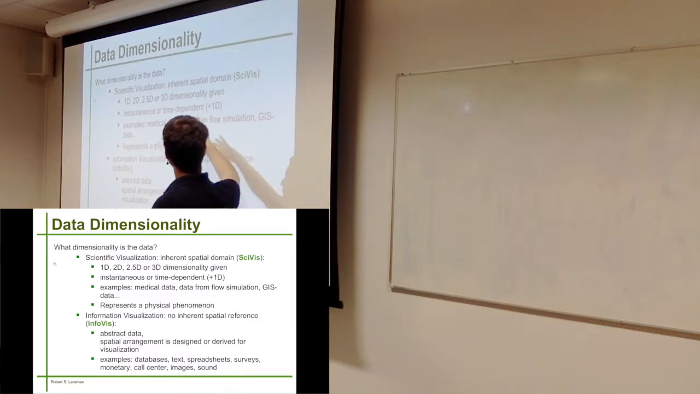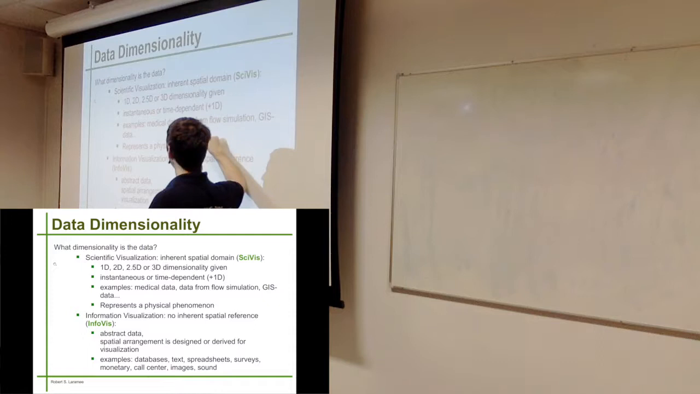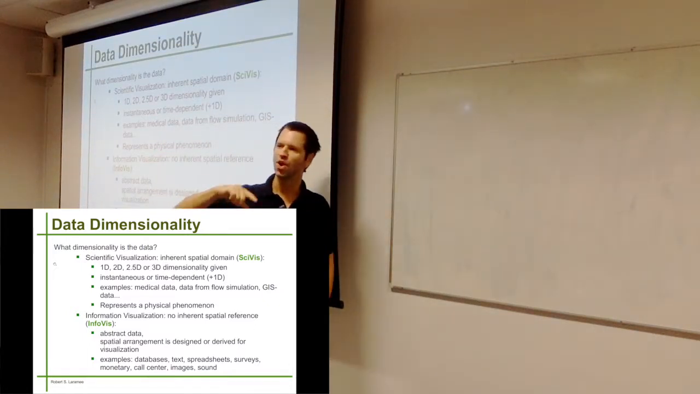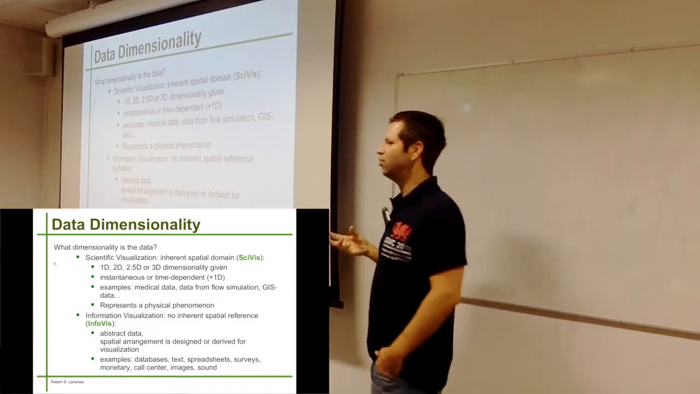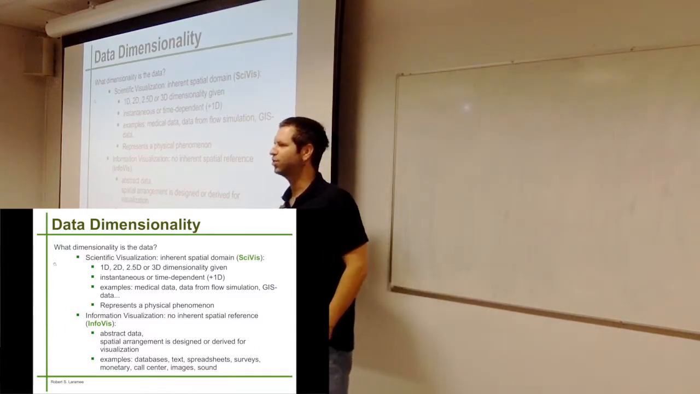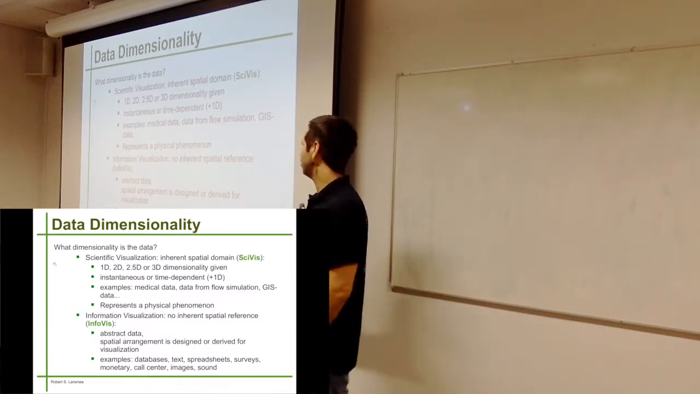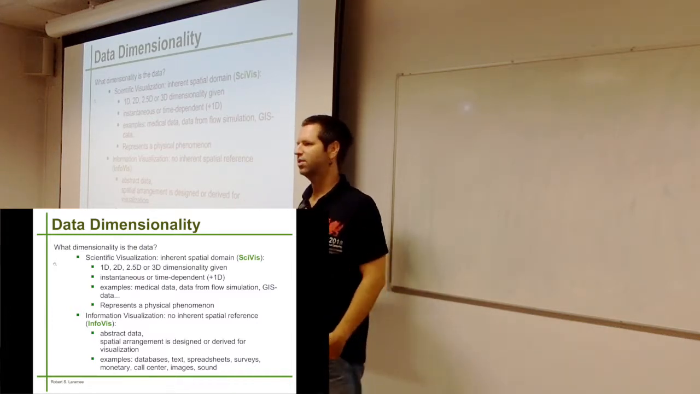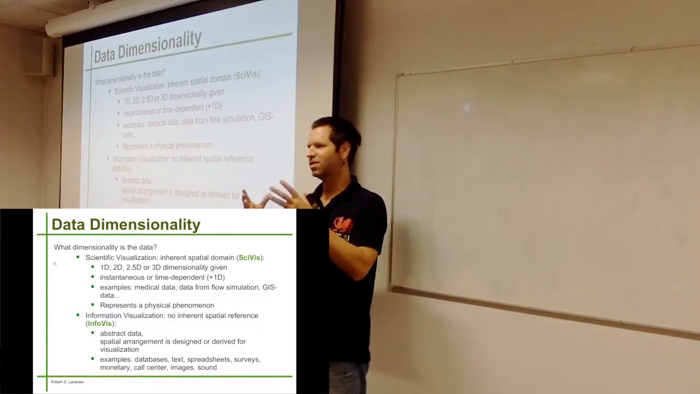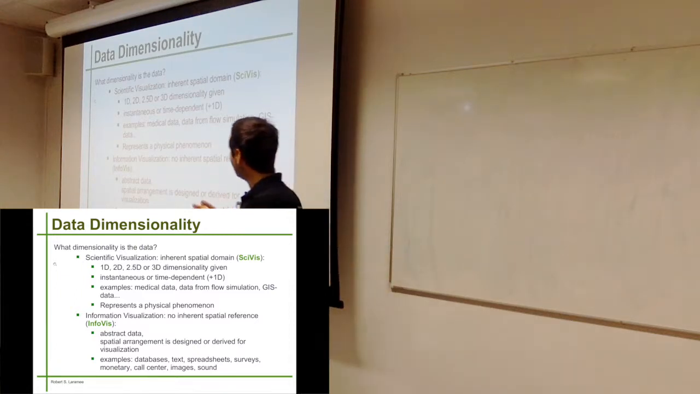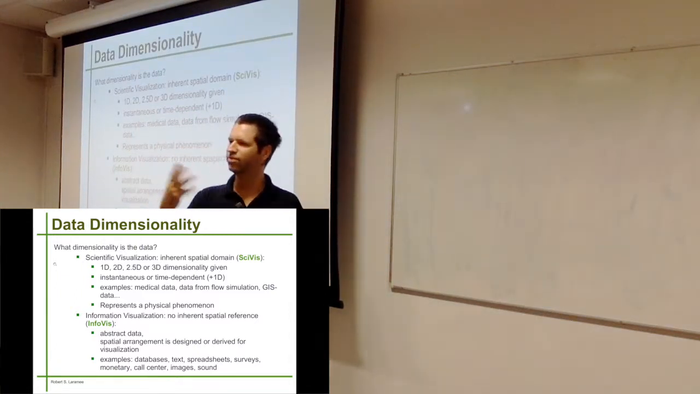Examples include medical data, data from flow simulations, and GIS data, and it's associated with a physical phenomenon. That generally means it's associated with something you can see in the natural world around you. You look around in the natural world, and there's space and possibly time, although that's debatable, but certainly there's space. And those are physical phenomena. You look around, you see physical phenomena.